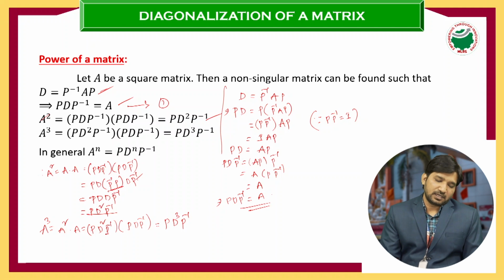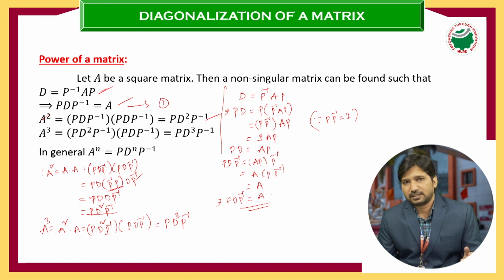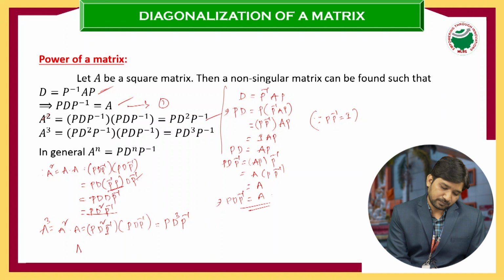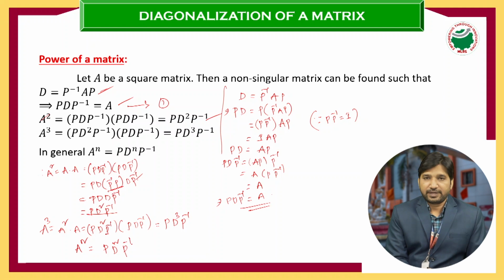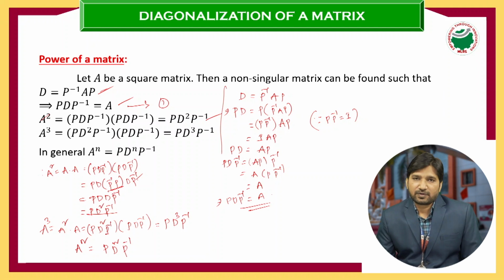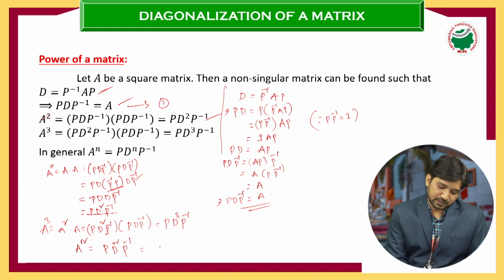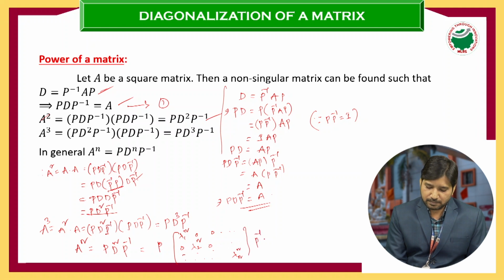So in general, we can write A power n, where n is any positive integer. A power n equals P into D power n into P inverse. D power n is the power of the diagonal matrix. So we can write P into the diagonal matrix with lambda 1 power n, 0, 0 and so on, next lambda 2 power n, 0 and so on, and finally the last term is lambda n power n, all into P inverse.